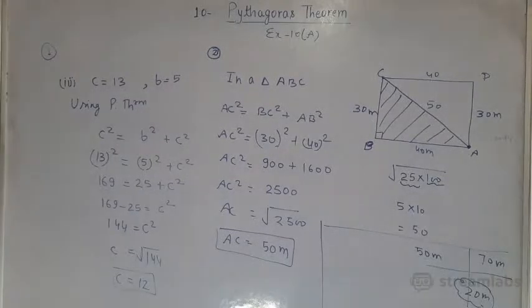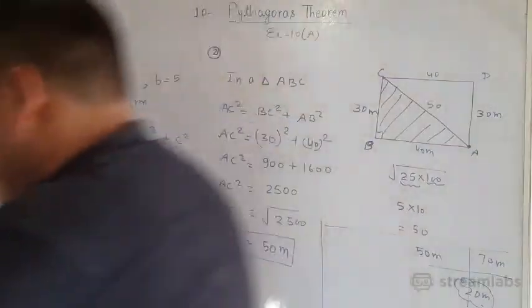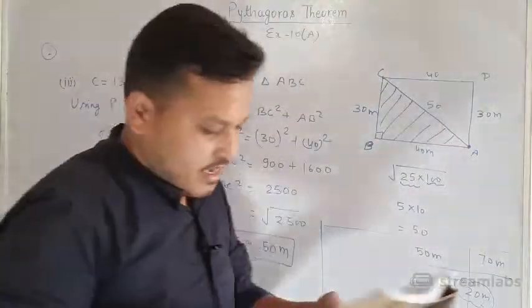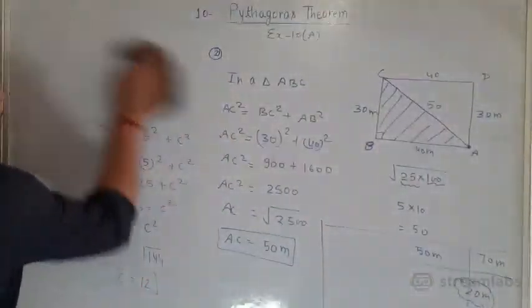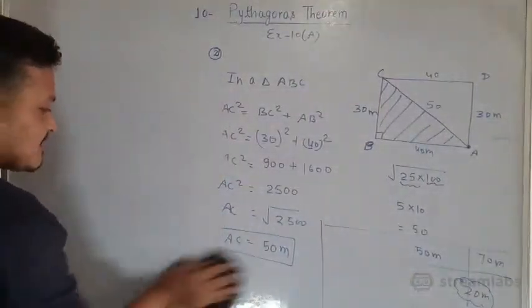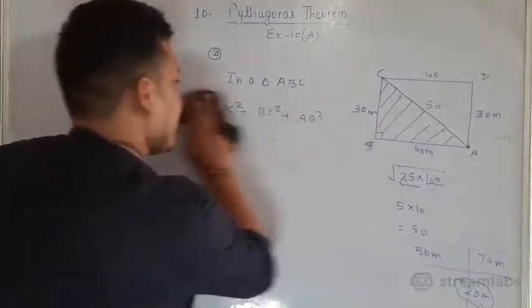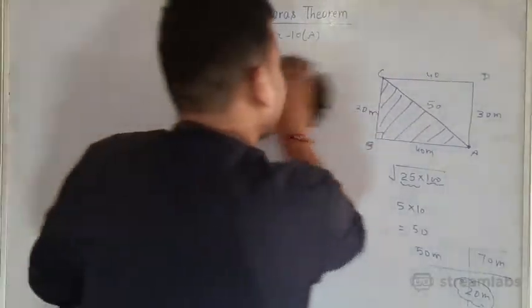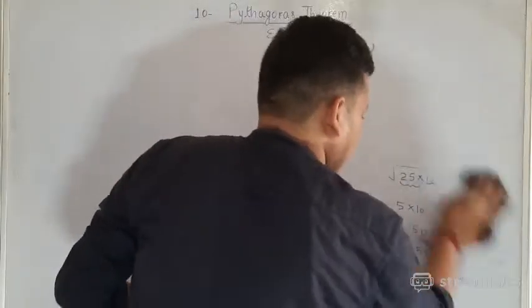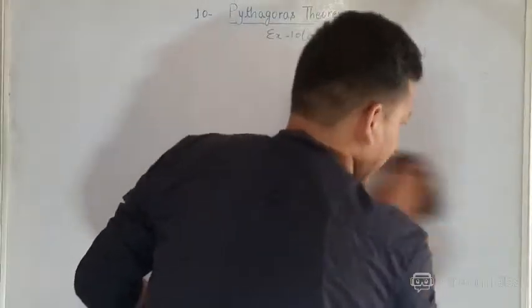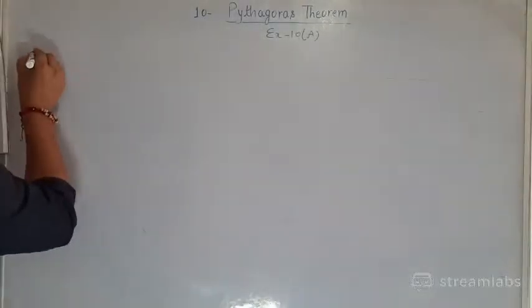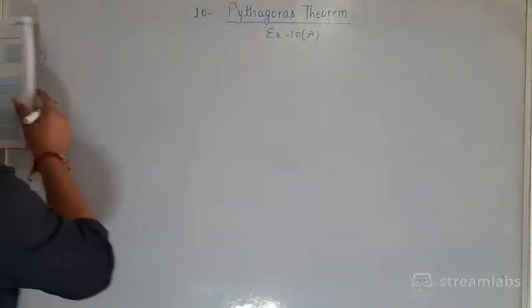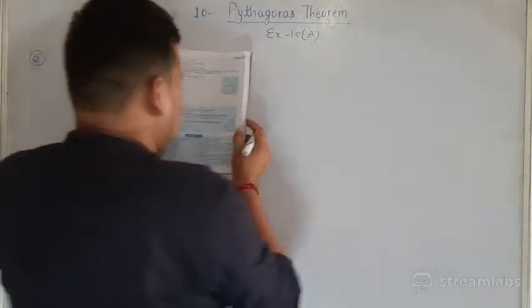Next one is the next question. Question number third. A man travels 7 kilometer due to north.